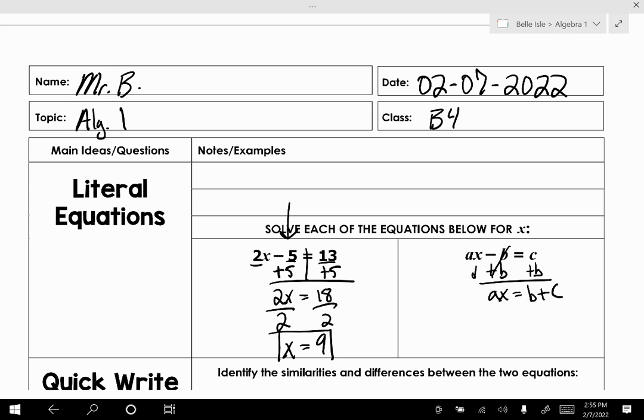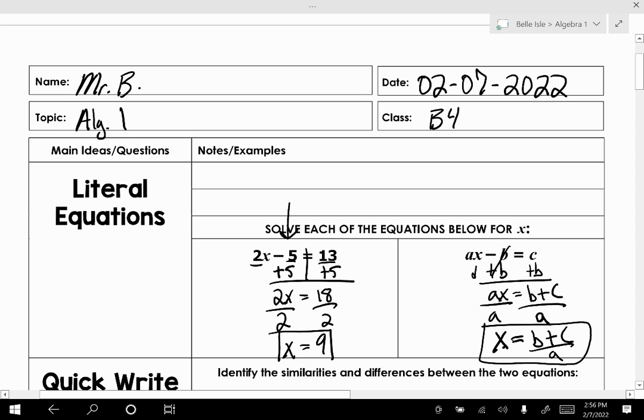What are we solving for? So what is the relationship between the a and the x? They're being multiplied. What's the opposite of being multiplied? Okay, so you have x equals b plus c all over a. Just leave it as it is. Okay.